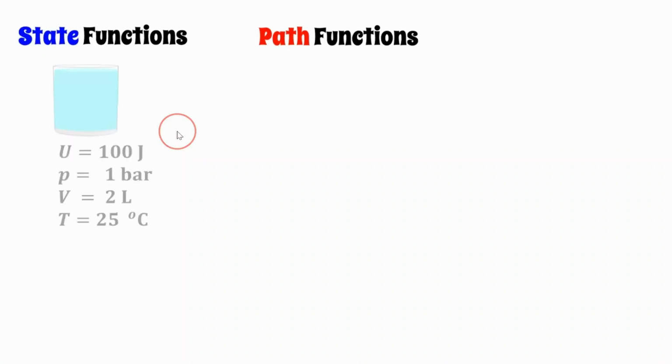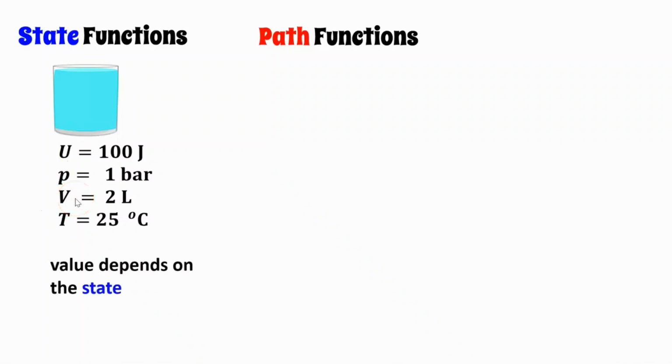And that's the key difference between state functions and path functions. They're actually completely different. State functions describe the state of the system: what its internal energy is, pressure, volume, temperature. It can also have enthalpy and entropy. So the value of these depends on the actual state.